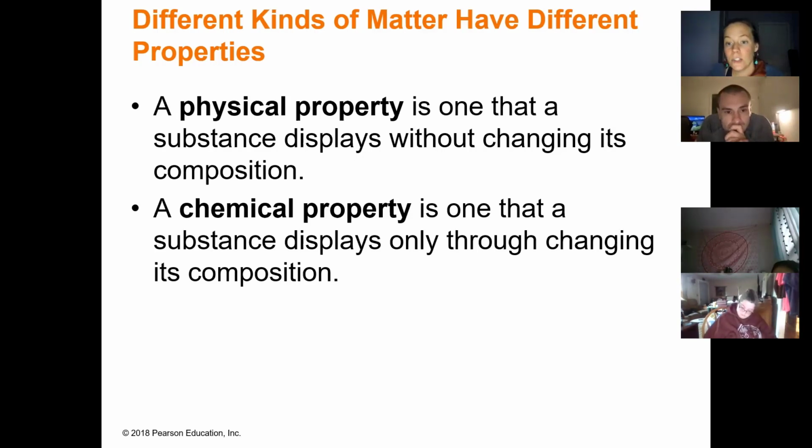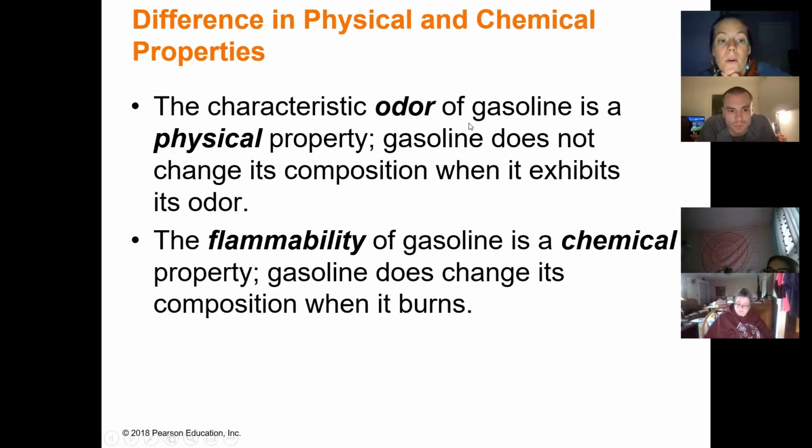If you spill gasoline on your hand, the gasoline isn't having to become something new for you to smell it. It's just turning into a gas and then it's hitting the receptors in your nose. A chemical property of gasoline is its flammability. How does gasoline show you it's flammable? Well, you have to light it on fire and it has to convert into something new. So you would get carbon dioxide and water and a bunch of heat. And we capture that heat from gasoline to run our cars. So yeah, the odor of gasoline is a physical property. The flammability of gasoline is a chemical property.